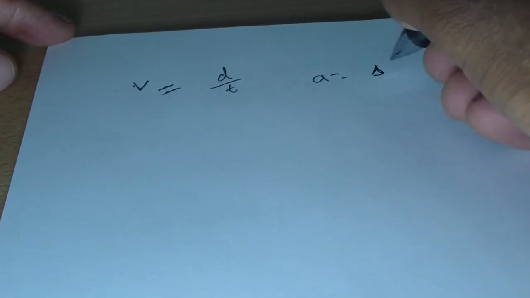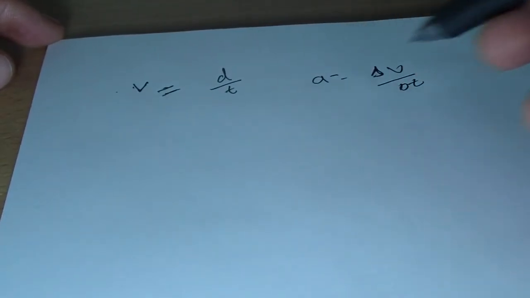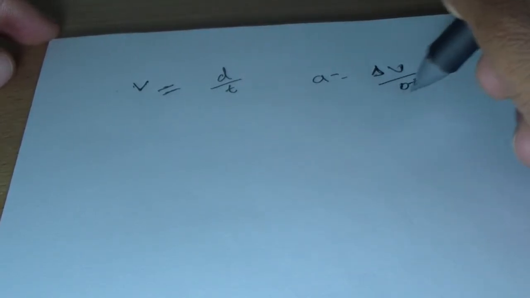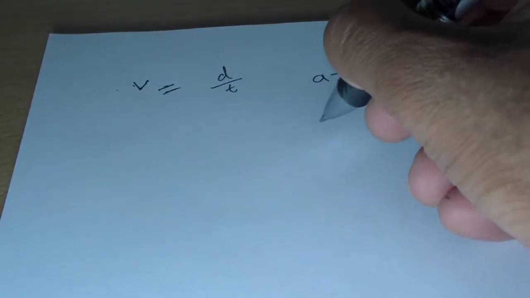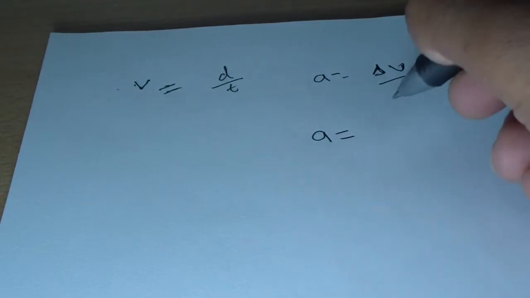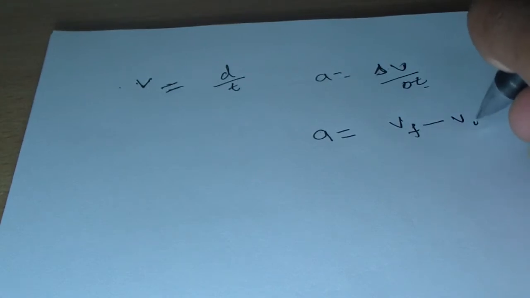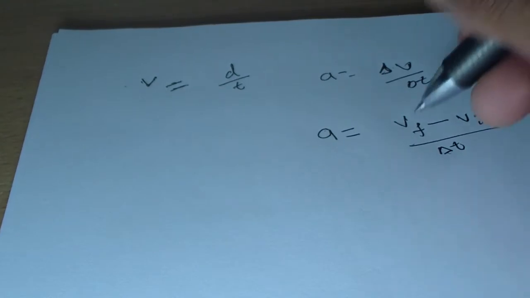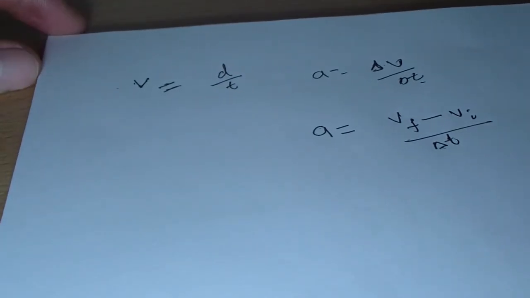ΔV on Δt. Okay, so acceleration is the rate of change of velocity. When you say rate, it means there's an element of time. So let's rewrite this in terms of a formula. Acceleration is equal to V final, because change means there's a final and initial, V final minus V initial on Δt. Δt, you can leave it as Δt, but we also know that it's change in time, which is tf minus ti.